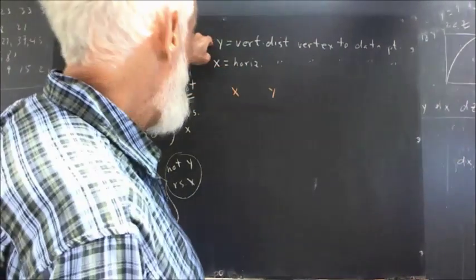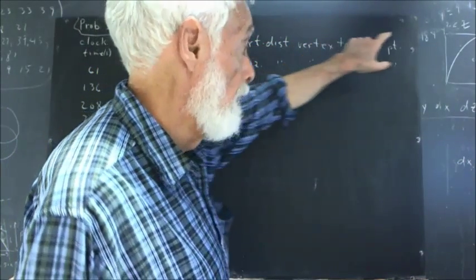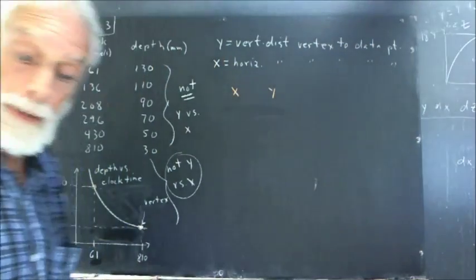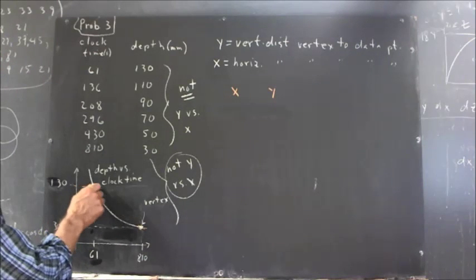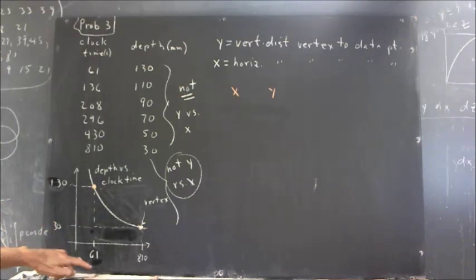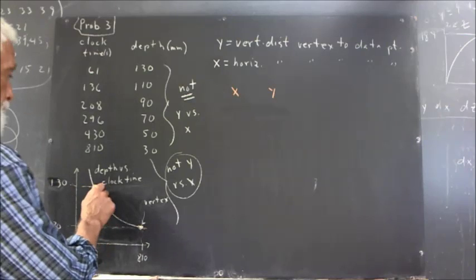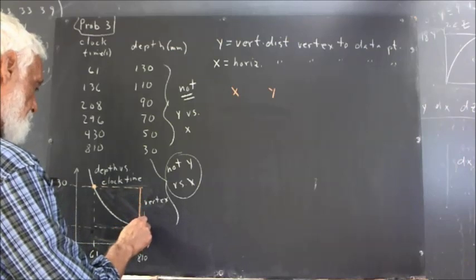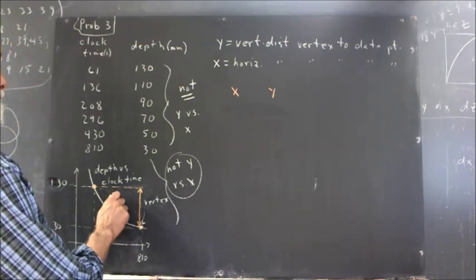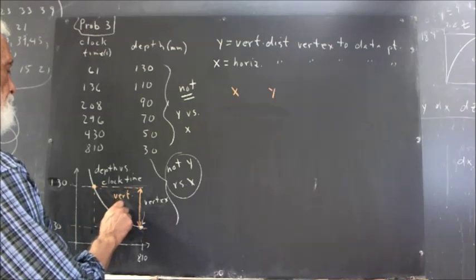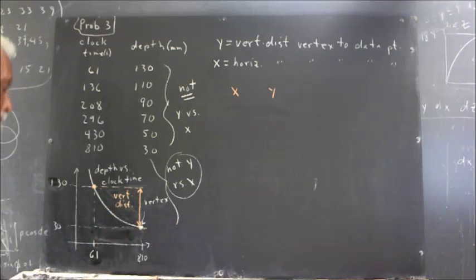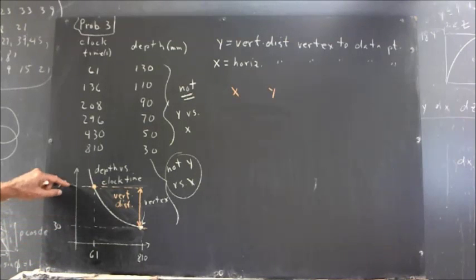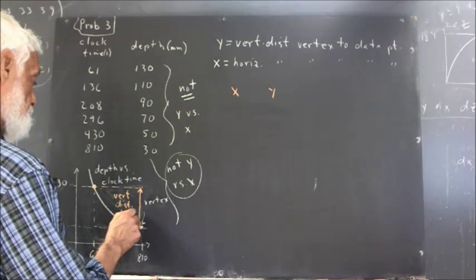And then we define y to be the vertical distance from the vertex to a given data point, and x the horizontal distance from the vertex to the same data point. So for example, for the data point 61, 130, the vertical distance from the vertex to that data point is represented by this arrow. And we can see that the vertical distance is from 30 units above the x-axis to 130, so the vertical distance is 100.